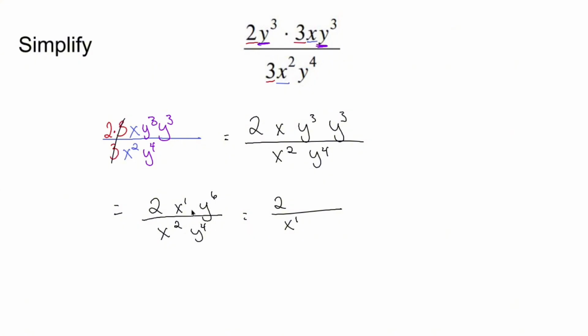Do the same thing with the y. Y to the 6th in the numerator, y to the 4th in the denominator. The numerator is more powerful. By how many? 6 minus 4 is 2. So everything is simplified. Let me just clean this up. 2y squared over x to the first. I don't need that 1. It's just going to be x.